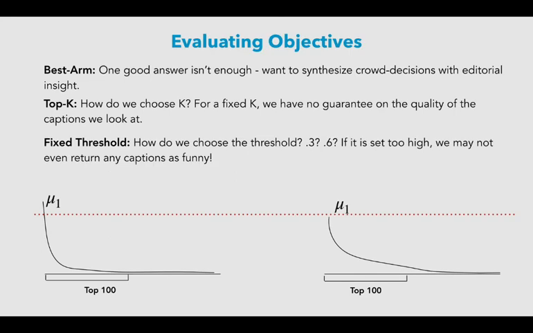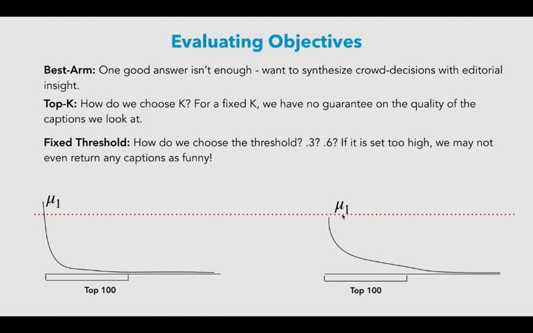Thresholding suffers from a similar issue. How do you choose the threshold? Should I take it to be like 0.3? Should I take it to be 0.6? If I set it too high, I can even end up in a situation where I don't return any captions or mark any captions as funny. So for example, if the threshold is this red dotted line, over in the left example, there are definitely captions above it, but over on the right, there aren't any, and so I wouldn't return anything.